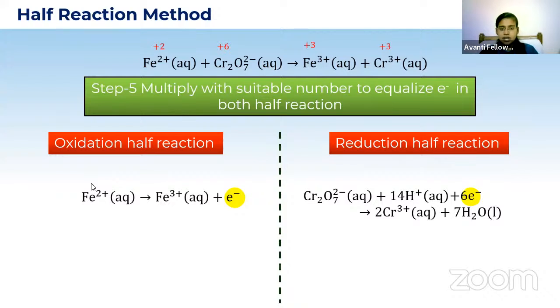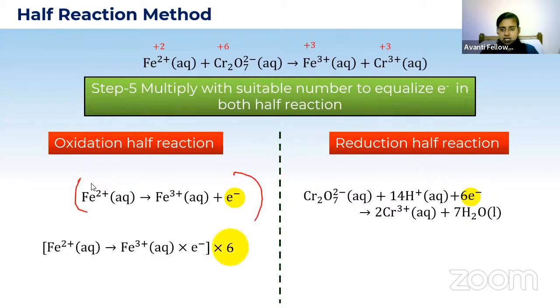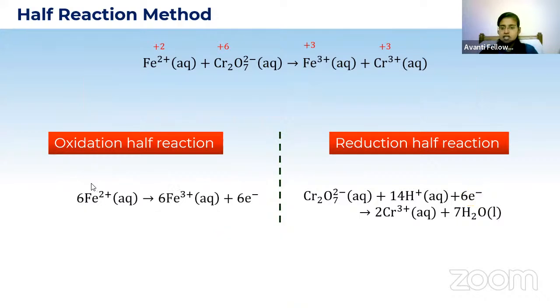Okay, so I have to multiply this entire equation by the number 6 so that I will get 6 Fe2+ giving 6 Fe3+ and 6 electrons. Okay, so now what do you do? This is the final reaction.